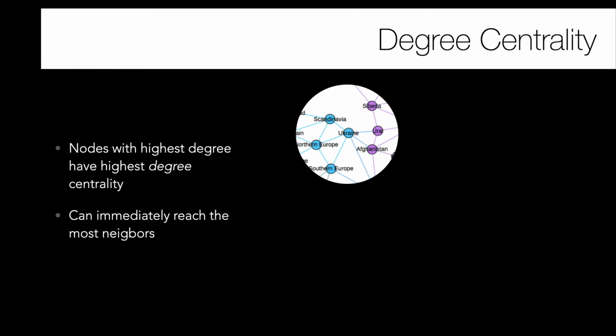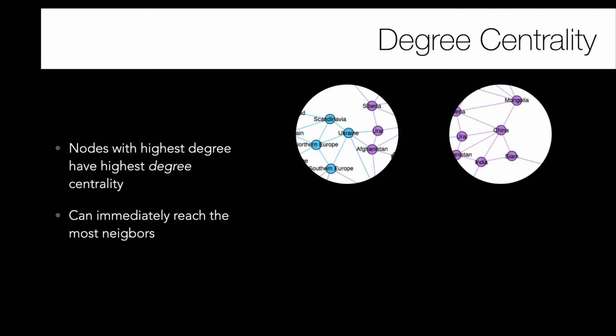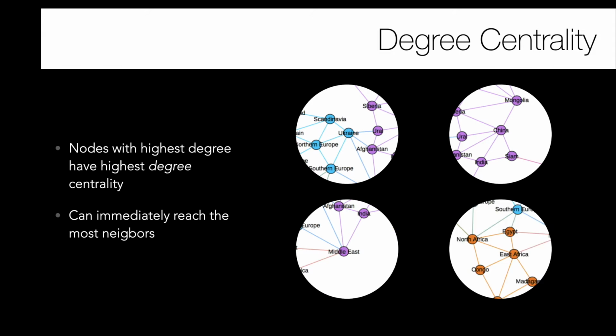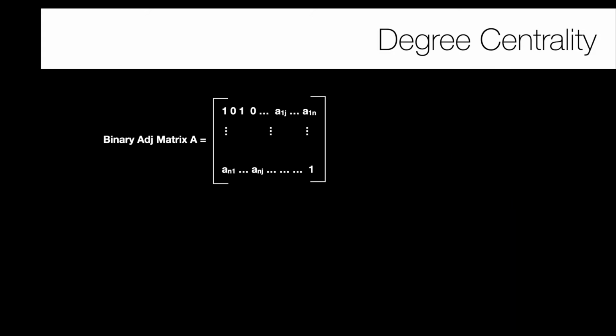So examples from the Risk graph or the Risk board, Ukraine has very high degree centrality. It's actually tied with China in terms of degree centrality, the Middle East, and North Africa. We can define this from our adjacency matrix as before, where we just sum across the columns of this adjacency matrix. If we have a binary adjacency matrix that says how many outgoing or incoming edges, or how many total edges there are in an undirected graph for a particular node, we just sum these up, and that tells us what the degree centrality is.